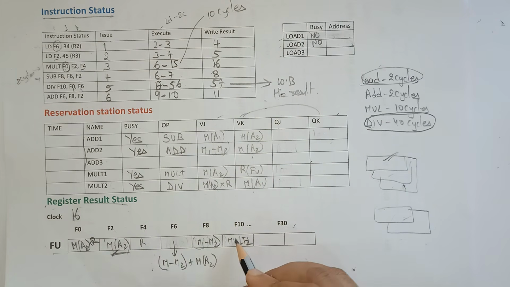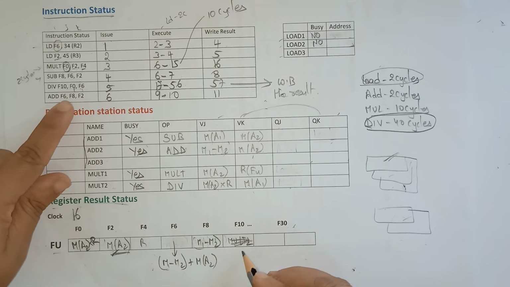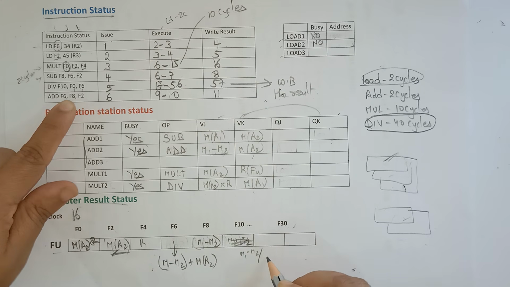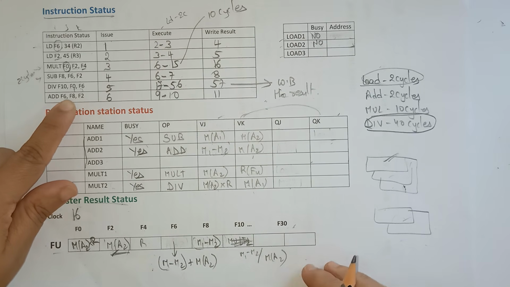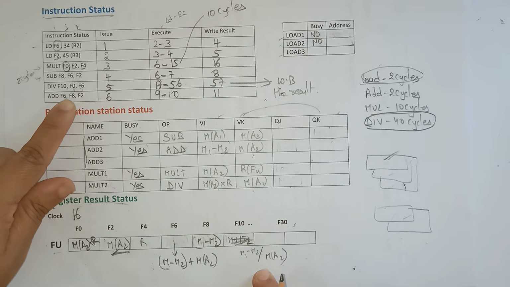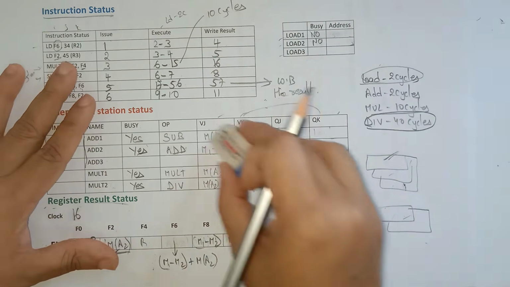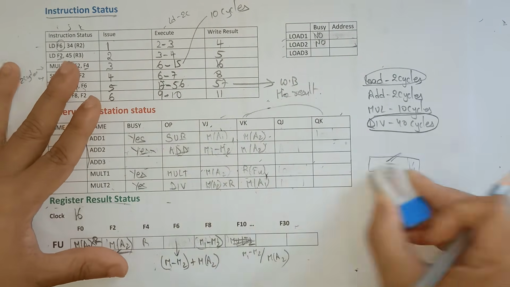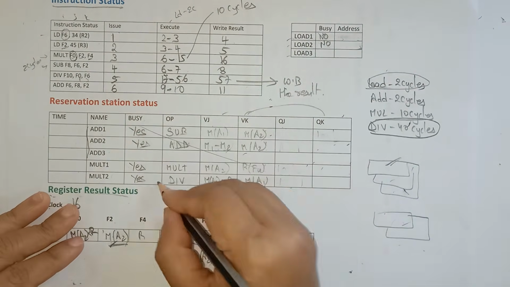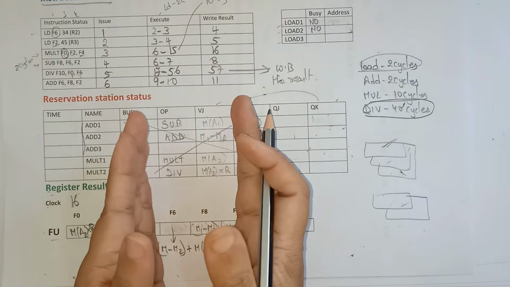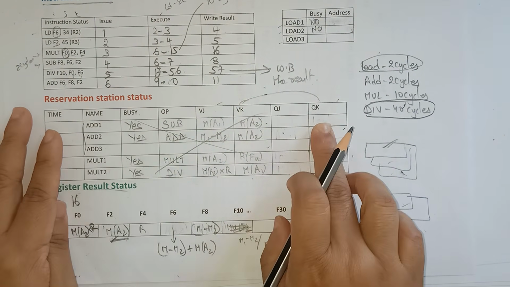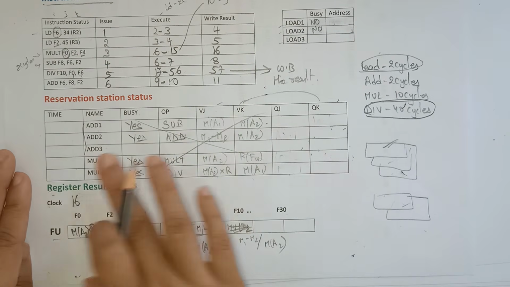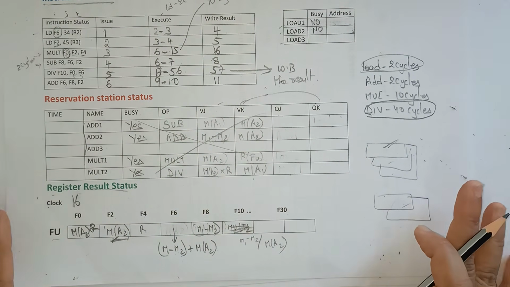In the F10 position, division is going to write back the result: F8 is M1 minus M2, divided by F2, M of A2. So in the place of F10, it is going to write this. And all these values in the reservation stations are getting freed. Whenever the operation is over, the data is going to be erased in the reservation station.